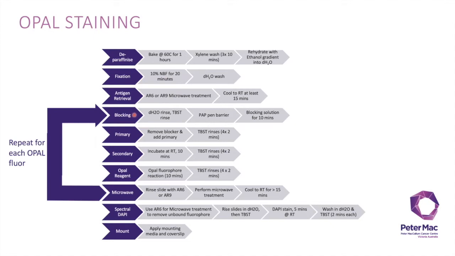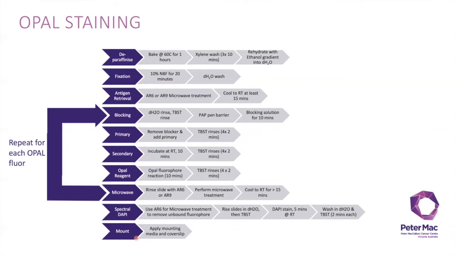So blocking with a high protein solution, incubation with primary antibody followed by rinses, incubation with secondary antibody, again followed by rinses, and then our OPAL reagent reaction, again followed by rinses. We'll then go back through a heat treatment for antigen retrieval, and then we'll go back through this cycle, back to blocking. We'll repeat this cycle for as many OPAL fluorophores as we have within our panel. And then finally, we'll stain the nuclei within our tissue using spectral DAPI before mounting the sample with a cover slip and imaging on the microscope.